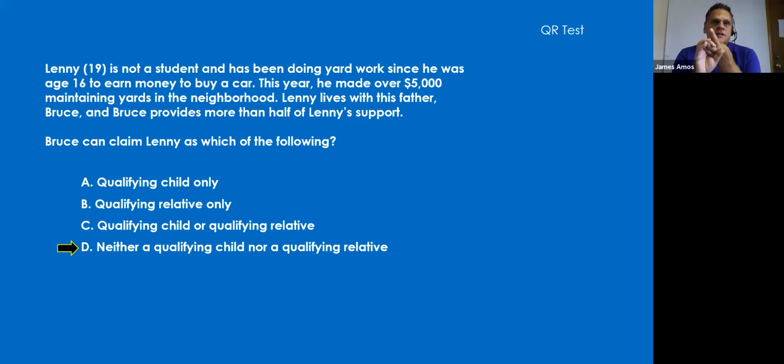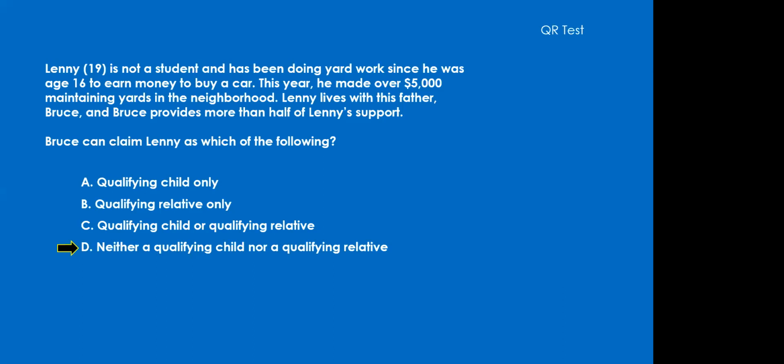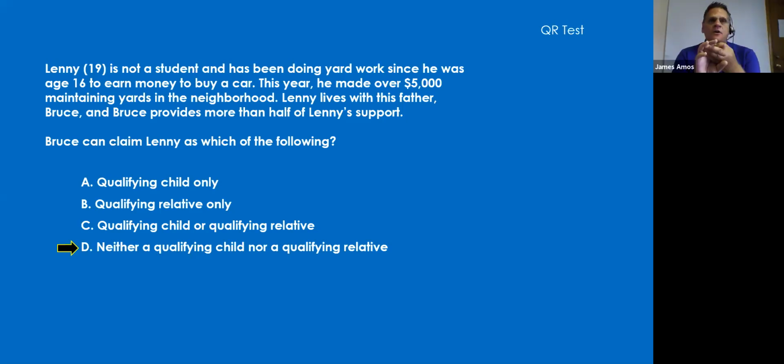Gets, gross income test. It must be under, for 2017, $4,050, or for 2018, under $4,100. Is his gross income under $4,100? No. That's why he fails. So he's not a qualifying relative either. That's the reason he's neither a qualifying child nor qualifying relative.